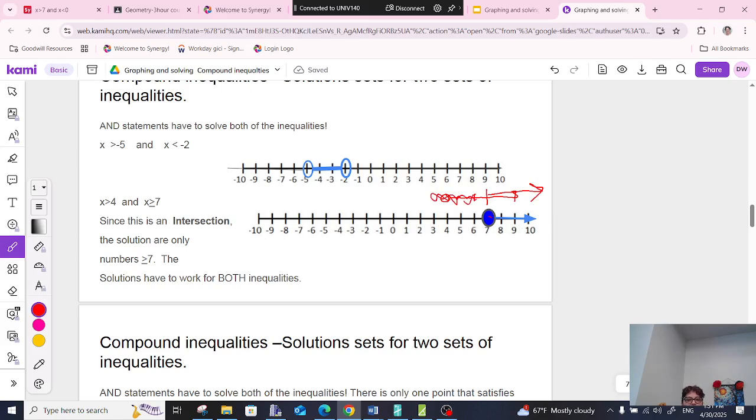So I can't include any of that. Does that make sense? Look at it carefully, because I care. Right, it's not overlapping. Okay, got it?